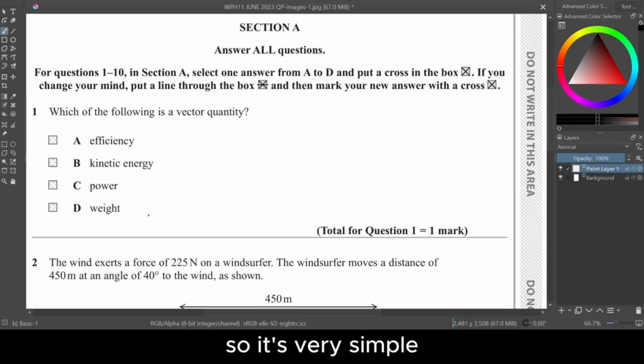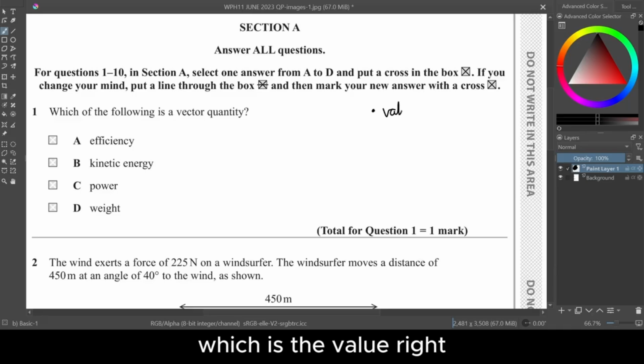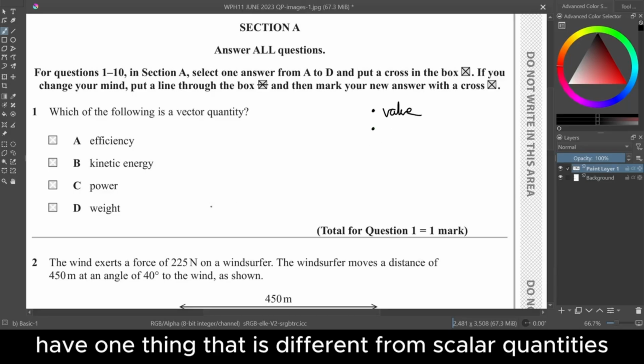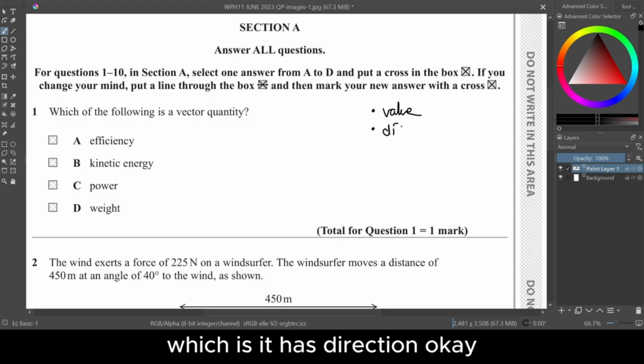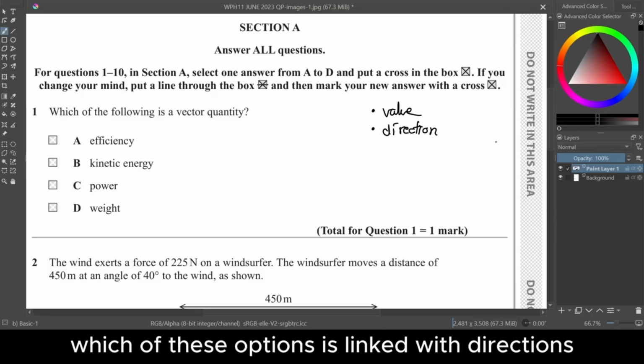So it's very simple. Vector quantities and scalar quantities have one thing similar, which is the value, right? It has some sort of value. But vector quantities have one thing that is different from scalar quantities, which is that it has direction, okay? So let's check which of these options is linked with direction.